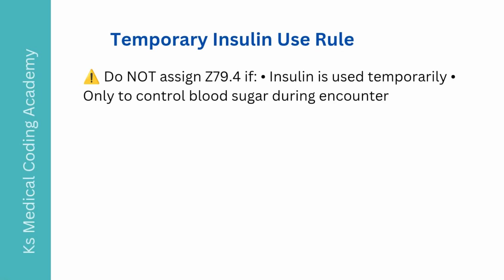Temporary insulin rule. Do not assign Z79.4 if insulin is used temporarily during an encounter to control blood sugar. This rule applies to both type 2 and secondary diabetes.